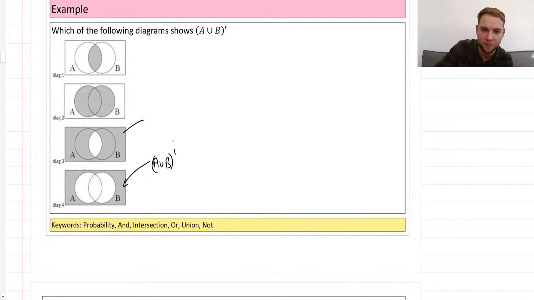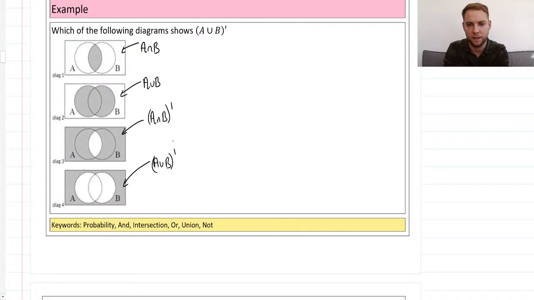Let's just go through these. We might as well do all of them. This one here, well, let's do the top one. This here is A and B. This one here is A or B. This one here is A and B, but not. So the bits that are not shaded like this. Brilliant.